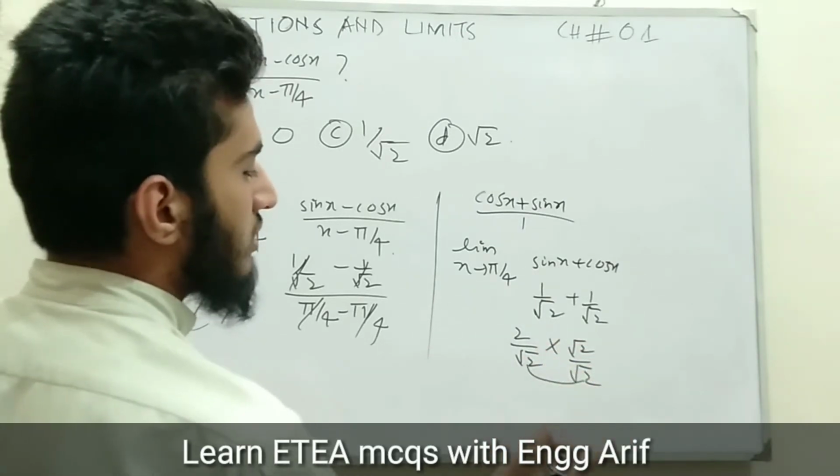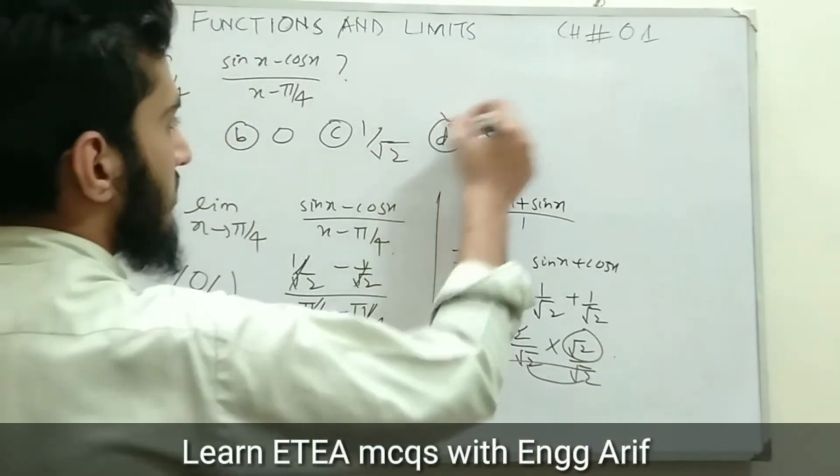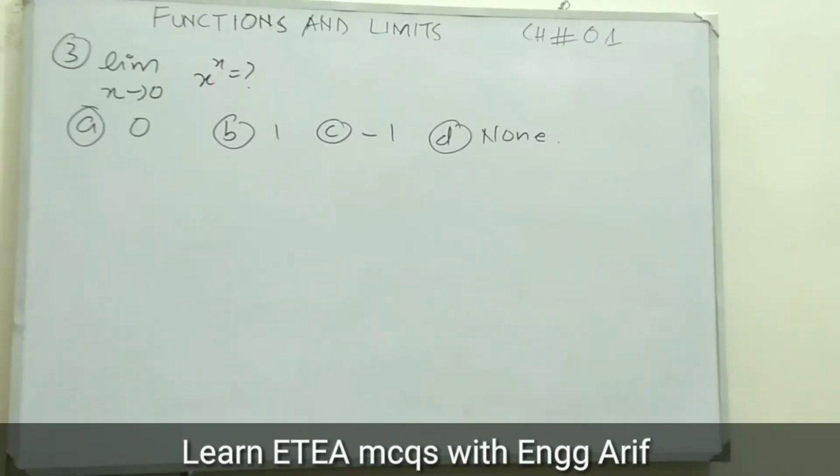So it will give us just 2, and this 2 will cancel out with this 2. So we are left with just under root 2. So the correct option is option number D. Now move toward MCQ number 3.